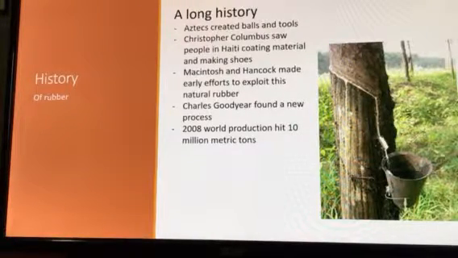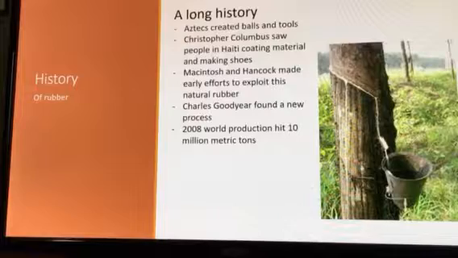Though Goodyear patented his process in 1844, he died in 1860, $200,000 in debt. His name and discovery, however, live on. This process made the modern rubber industry possible and has remained fundamentally the same to this day. Natural rubber is still an important industrial polymer, and in 2008, world production reached 10 million metric tons.